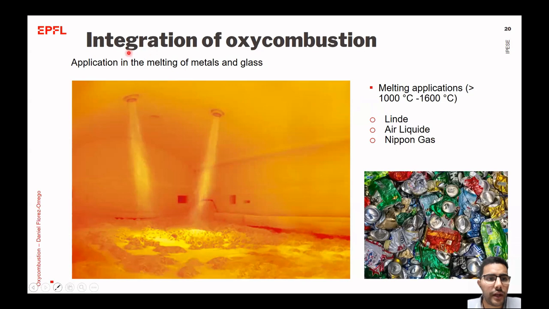Another application in the industry is the melting of metal and glass. Due to the high temperatures required in the melting of these materials, normally between 1000 and 1600 degrees, Linde, Air Liquide, and Nippon Gas have already developed some oxycombustion furnaces that can be readily applied to the melting applications of the aluminum and glass sectors.